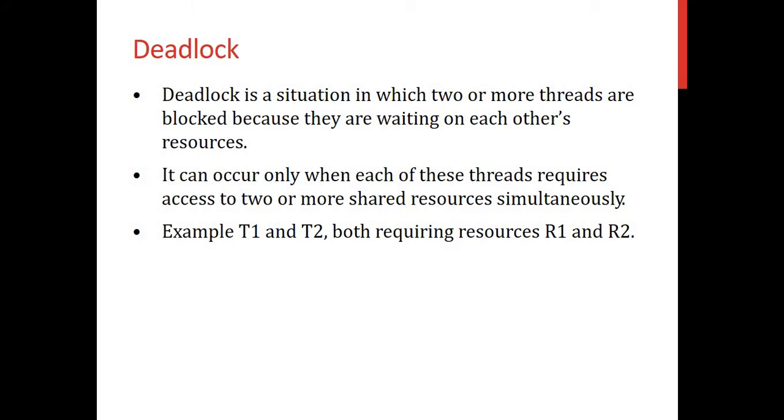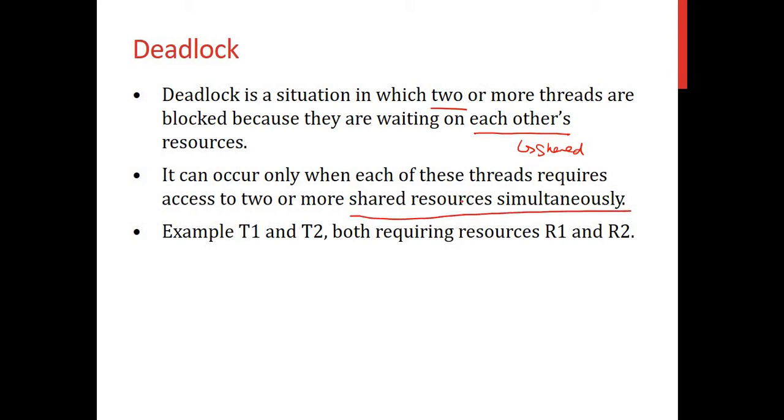So the first thing is deadlock. What is a deadlock? A deadlock is basically a situation where you have two or more threads waiting for each other's resources. That means the resources are shared, and it only occurs if the threads require the shared resources simultaneously.